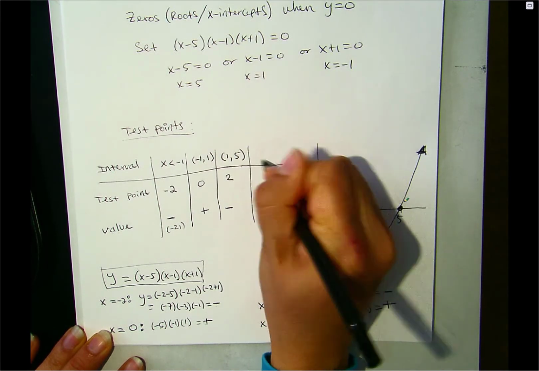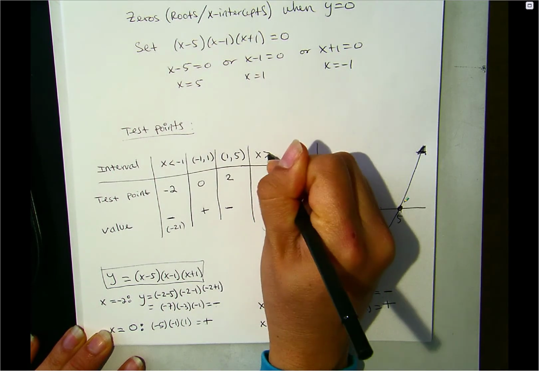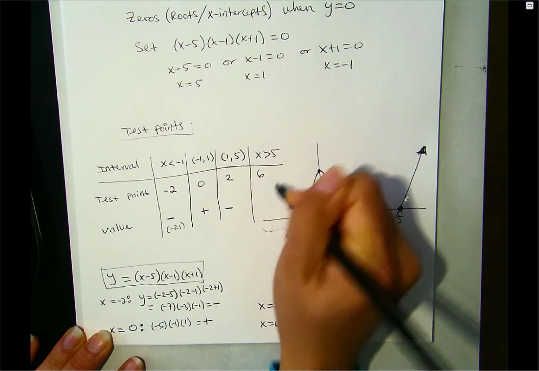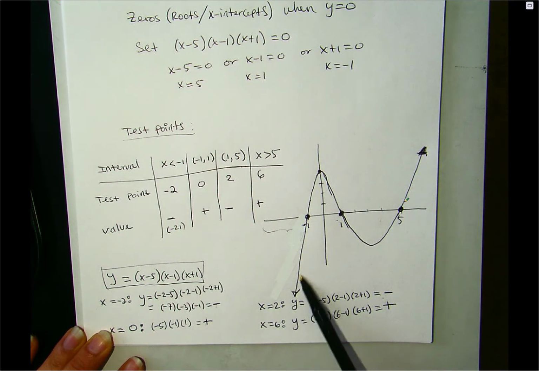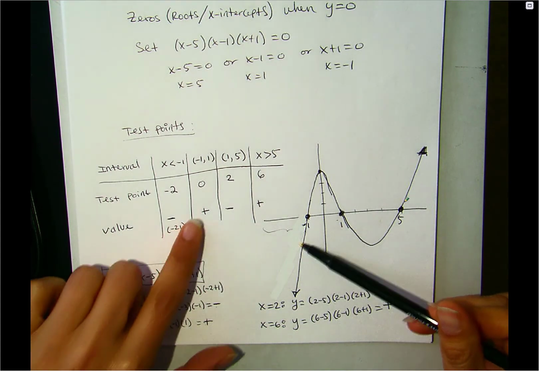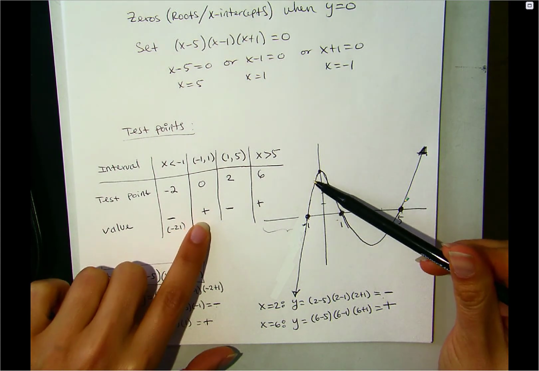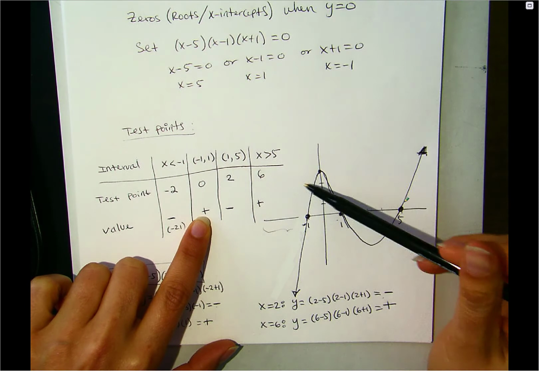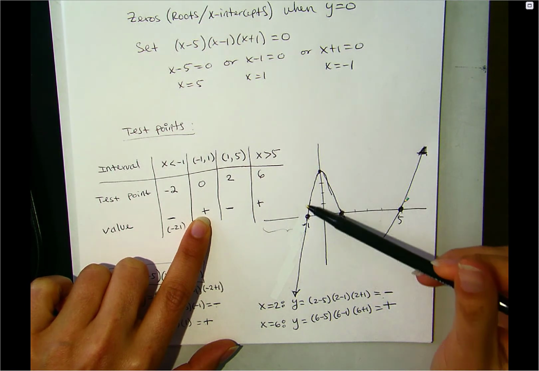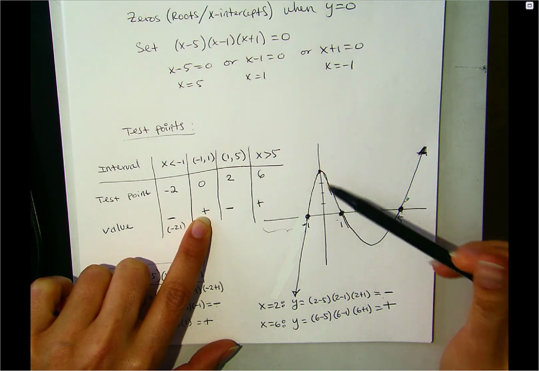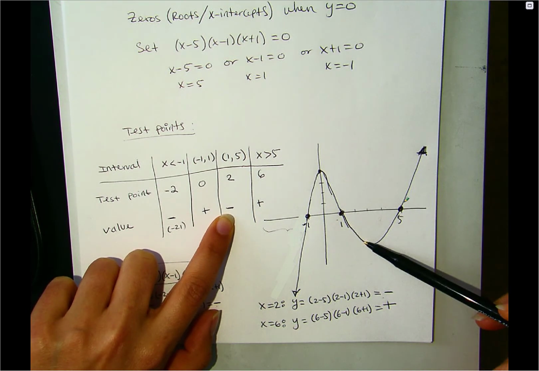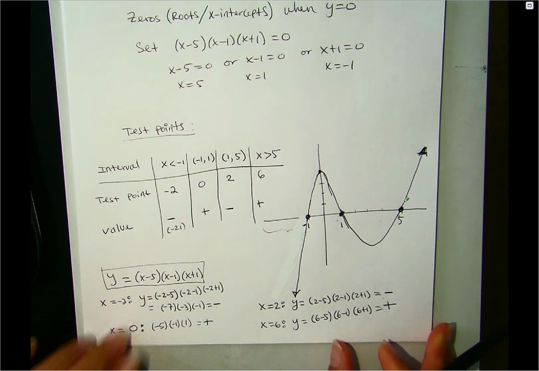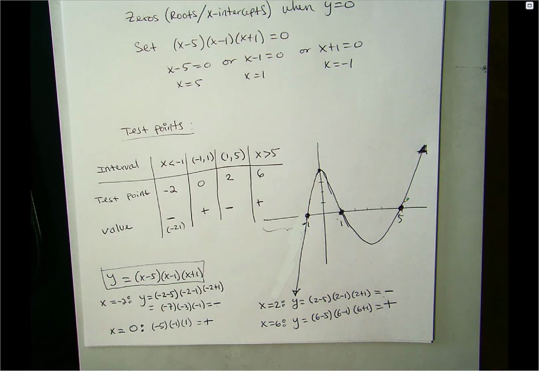Our last interval was x greater than 5, and we picked 6, and it was positive. So you can kind of see how it goes from negative to positive, and then this is between negative 1 and 1. Because it's between negative 1 and 1, it's still positive, right? But it has to come back down to 0, and then it switches to negative, and then to positive. So that's graphing polynomials in section 3.5.